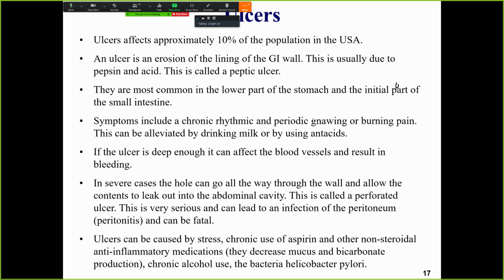And one focus here is that this is pretty common. About 10% of the entire population can get affected. It can happen in the upper GI cavity as well as the lower GI cavity. The ulcer is ultimately this eroding damage that leads to a burning, eating effect on the GI wall. This is often because you have either too much acid or too little production of bicarbonate to neutralize the acid.